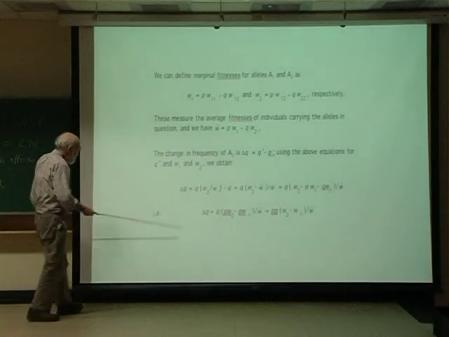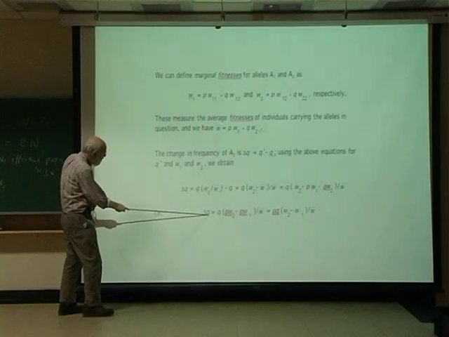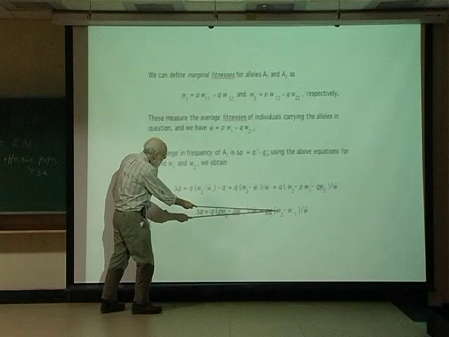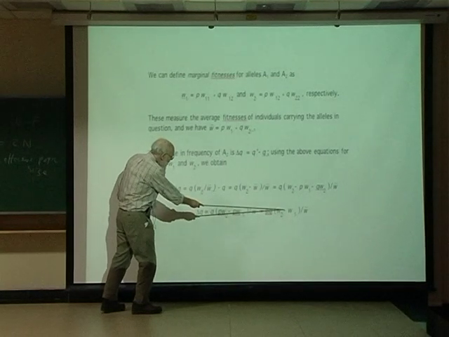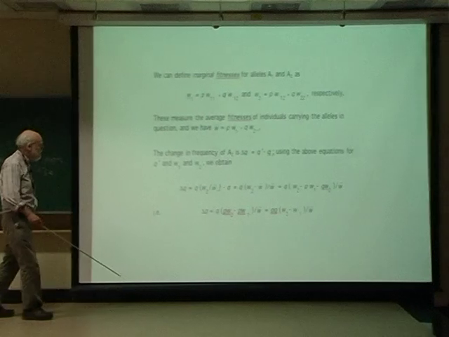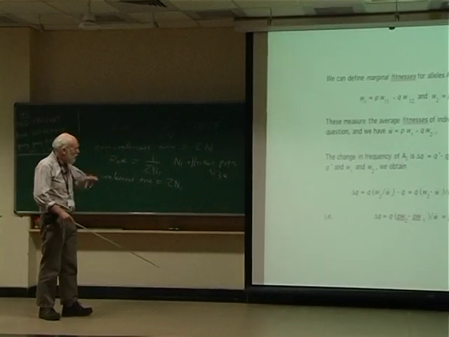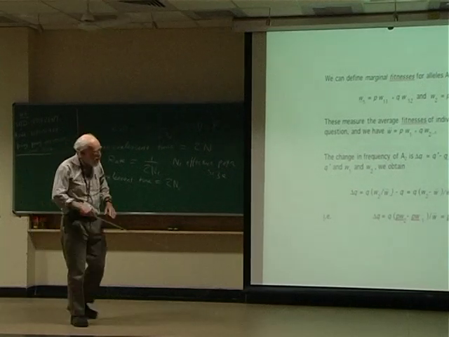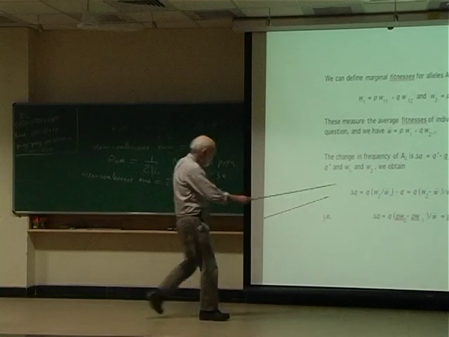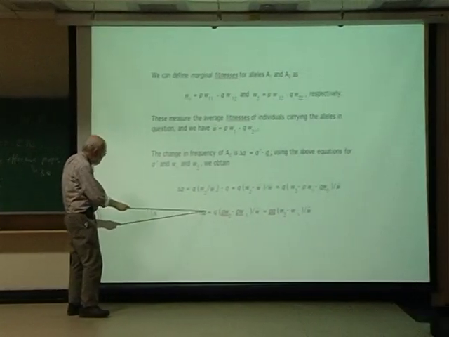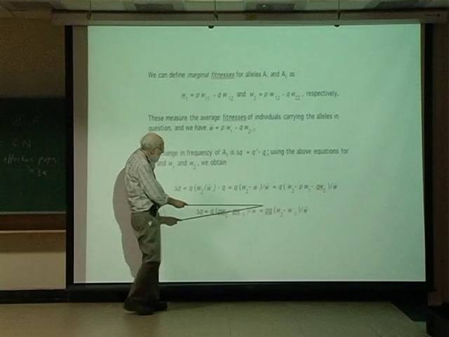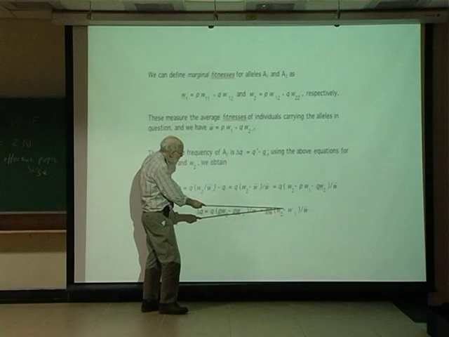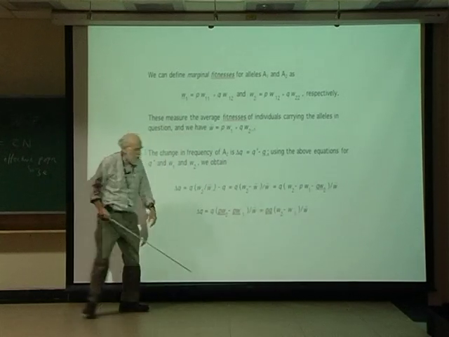And after a little bit of algebra, we get this equation. pq times the difference between the marginal fitness of allele A2 minus the marginal fitness of allele A1, divided by the average fitness of the population. Don't worry about the intermediate steps. That's just straightforward, elementary school algebra. The important point is this is the change in allele frequency of A2. It's related to this factor pq, the product of the two allele frequencies, the difference in the two marginal fitnesses, and the mean fitness of the population.